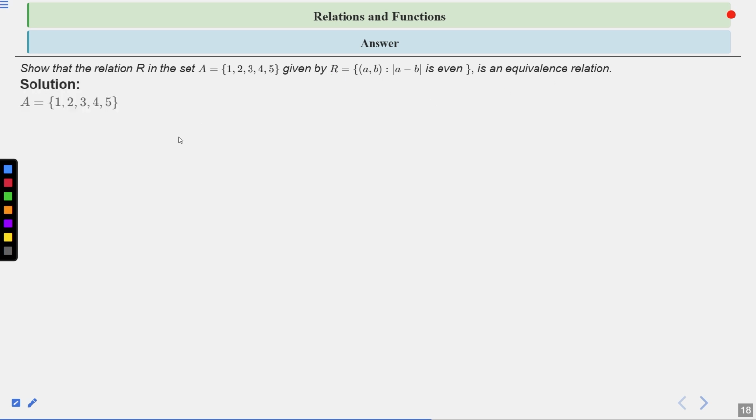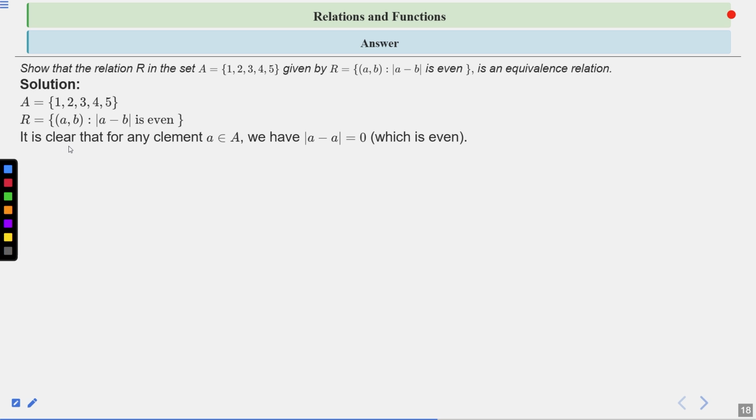Solution. Starting with set A given in roster form, relation R in set builder form, the collection of all pairs A comma B such that the absolute value of A minus B is even. It is clear that for any element A belonging to A, we have the absolute value of A minus A is 0, which is an even integer. Therefore R is reflexive.